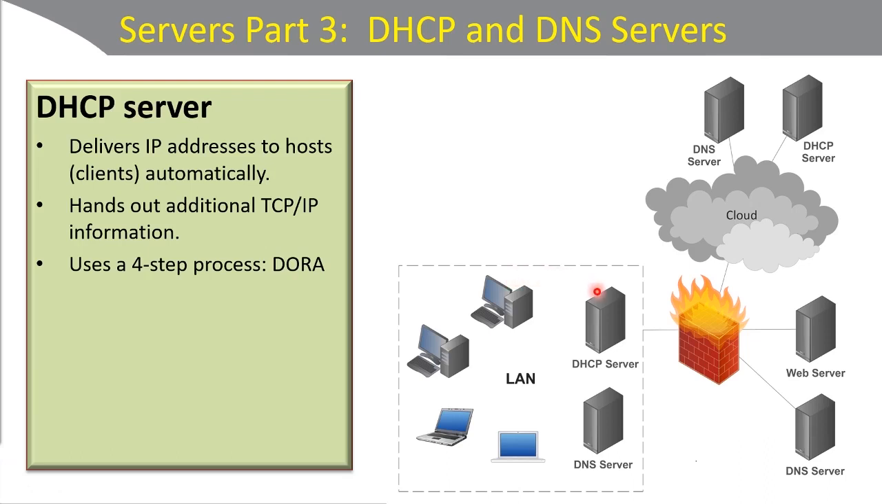Once it finds one, the server will have an offering. It will do an offering to the client of IP addresses. The client will request one, quote unquote. It'll request an IP address, which is really one that the DHCP server decides for it. And if that's available and the client meets the criteria, the DHCP server will acknowledge that, and the client can start using that IP address. So that's the 4-step process known as DORA.